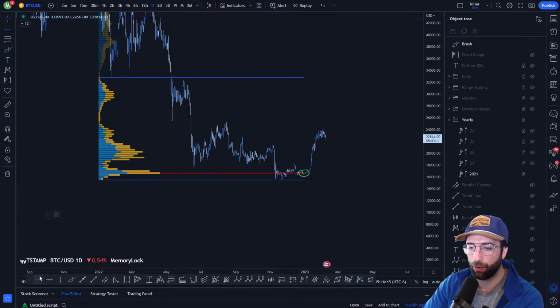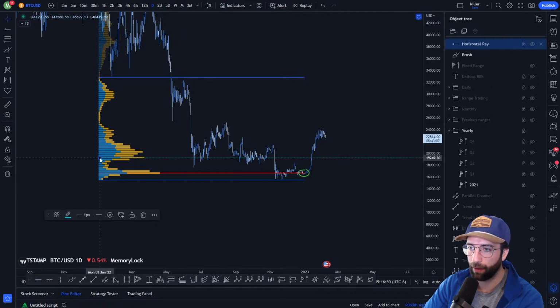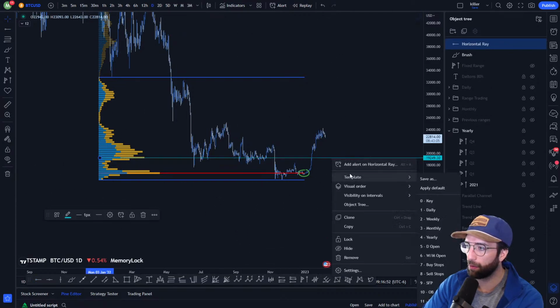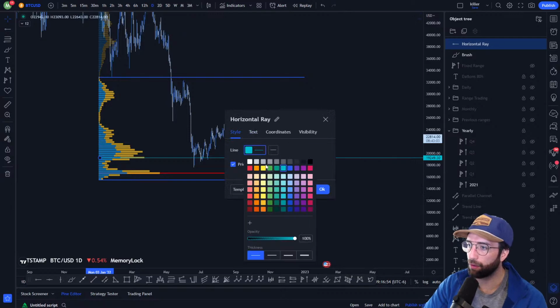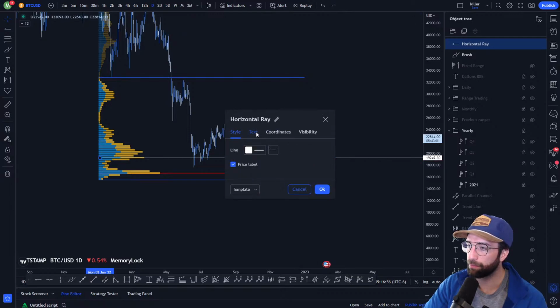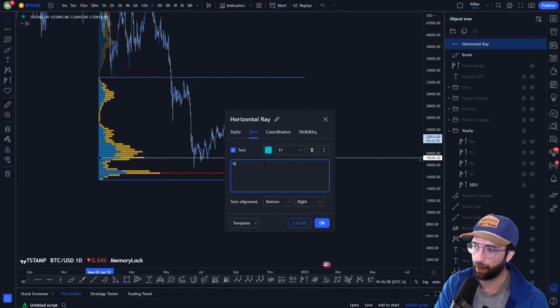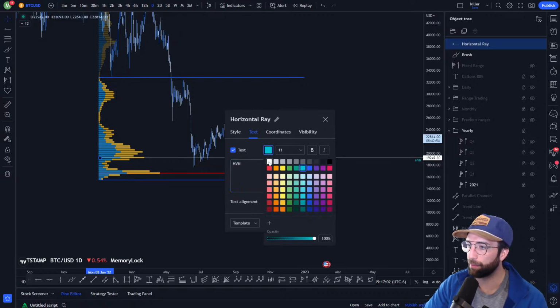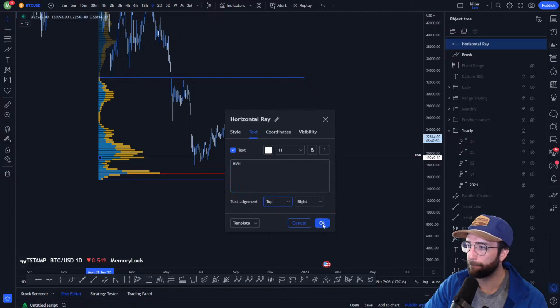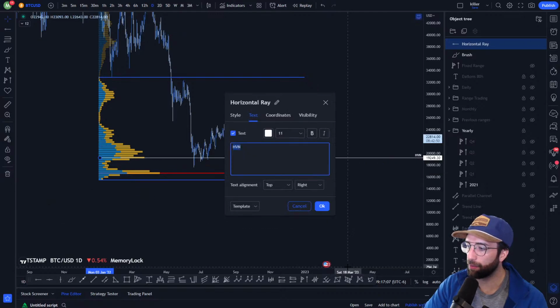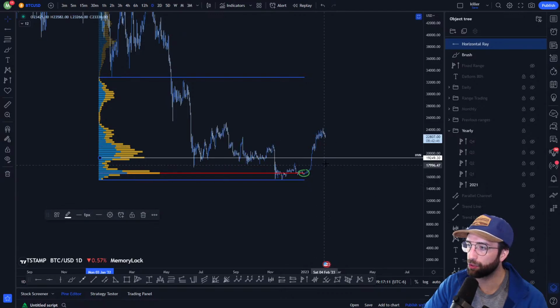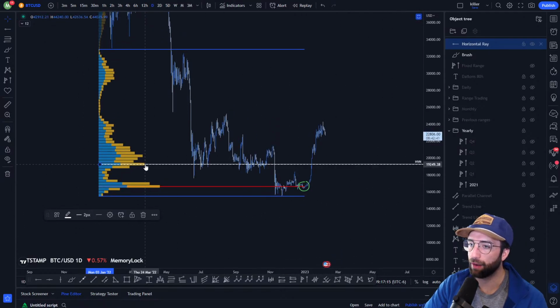So here's another way of looking at that. Some people might take a horizontal ray and go over to this level here, and they'll put the ray there and refer to it as a high volume node. And a high volume node is basically where the point of control used to be, or it's just another area that a lot of volume took place.